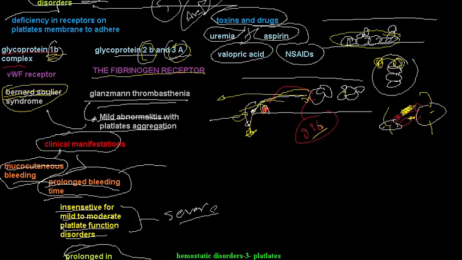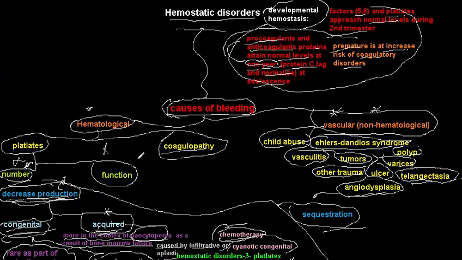In the next video I'm going to talk about coagulopathy. I will end the talk on hematological disorders or hemostatic disorders by talking about coagulopathy. So platelets are done now. Coagulopathy in the next lecture.